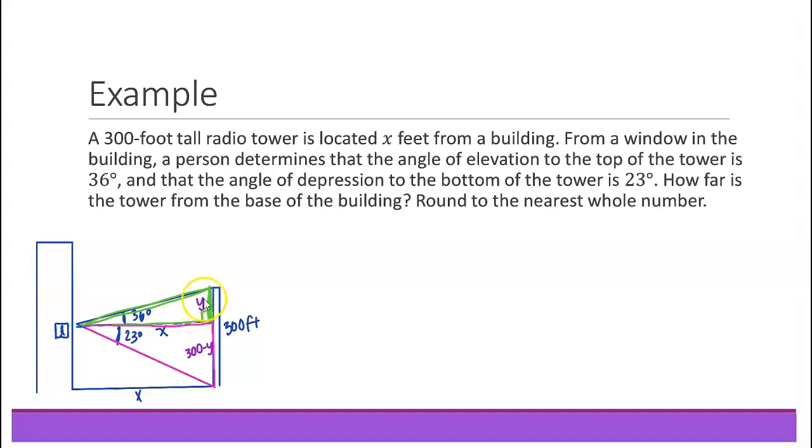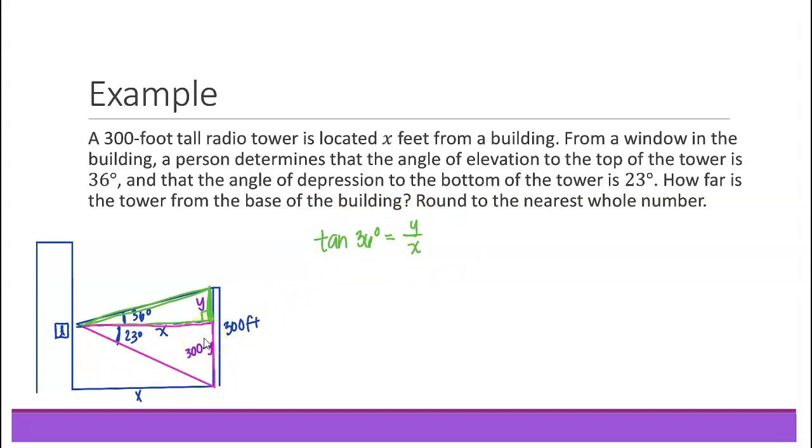I don't have the opposite side, but I've labeled the opposite side y, and then I have labeled the adjacent side x. So we are talking about tangent. So we'll go ahead and say tangent of 36 degrees is y over x. So I have one relationship, one trig function relationship involving x and y.